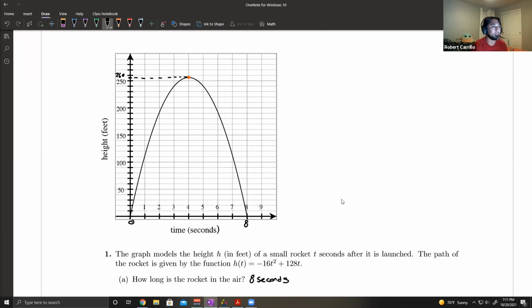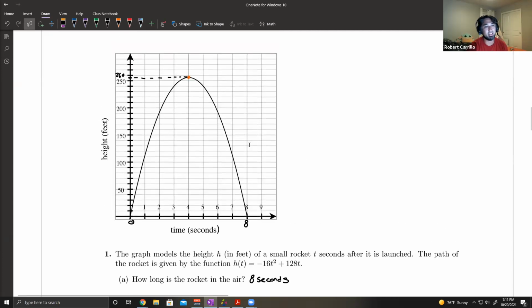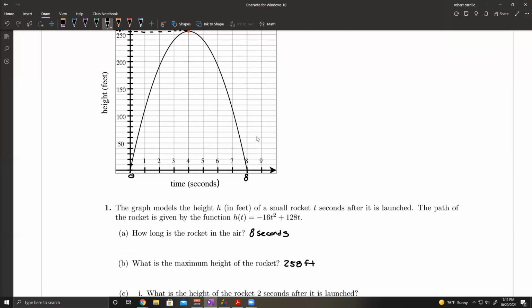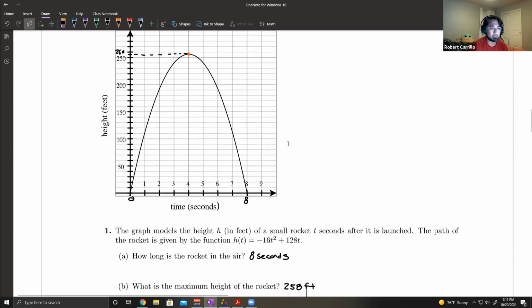So we could say that the maximum height is how many feet? 258. That's a good guess. Say 258. You can even say 255 if you want, but we'll say 258 feet. Of course, we can truly find this by using the vertex formula, but this one I think is just an example on how to read the graph.